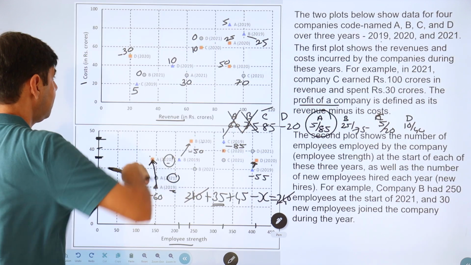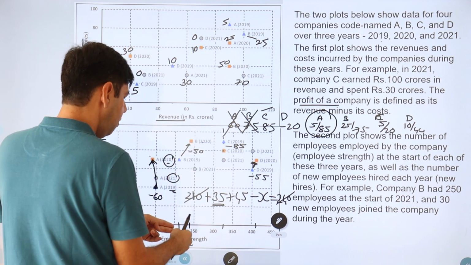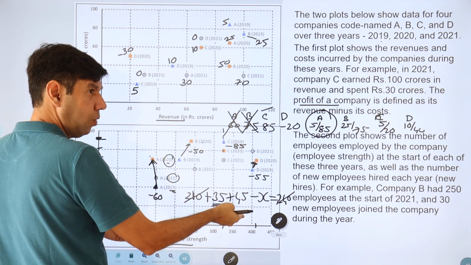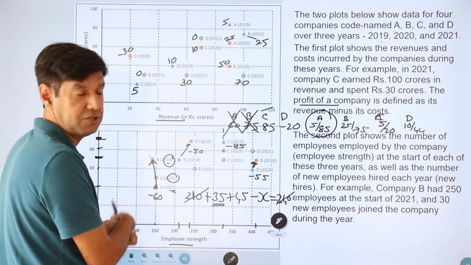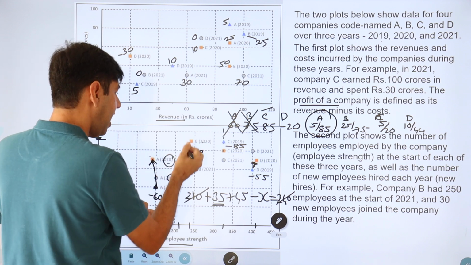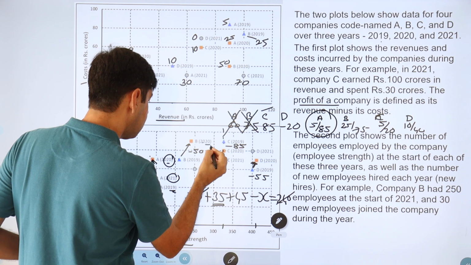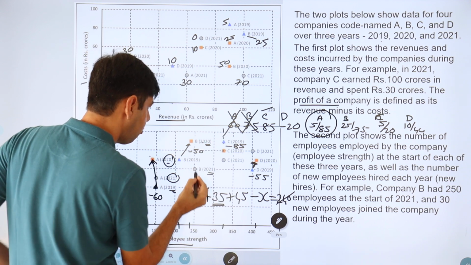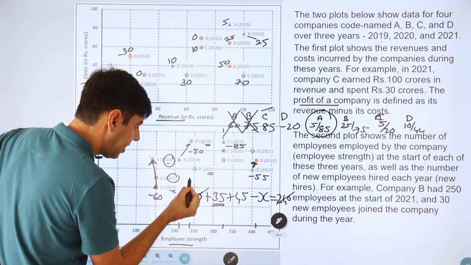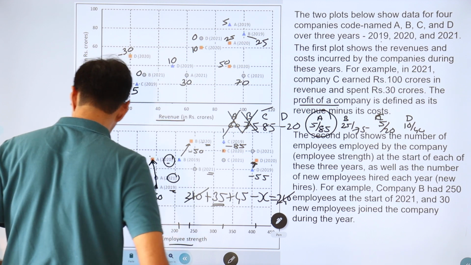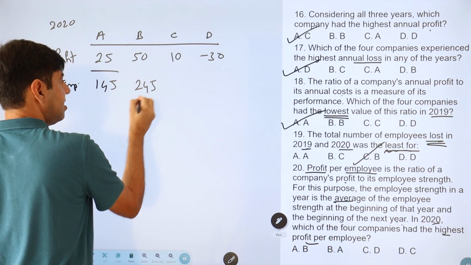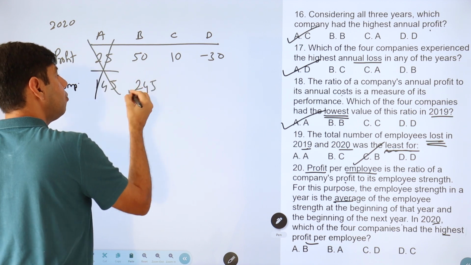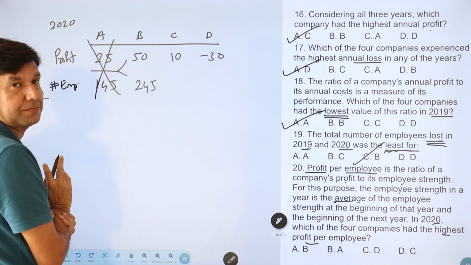Let's check for B. Is it twice as much? Is it around 290? Double of 145 is 290. It isn't. So B is going to be the higher. So B 2020 and 2021, that number is 240, 250, that's 245. Since this is not double, B is going to be larger than A.